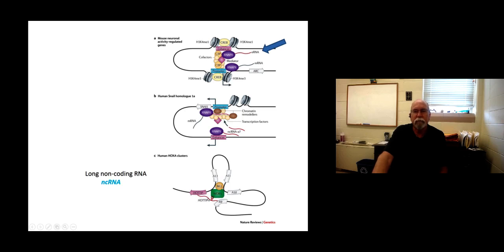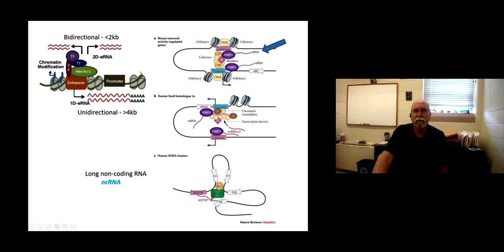And they can be fairly non-complex, where they are directly involved in the process, as in Hox clusters, all the way up to these neural activity systems, which are highly complicated with a bunch of cofactors and multiple enhancers and promoters, all interacting with these RNAs. And interestingly, it turns out that these RNAs can actually mediate the type of transcription that's going on.